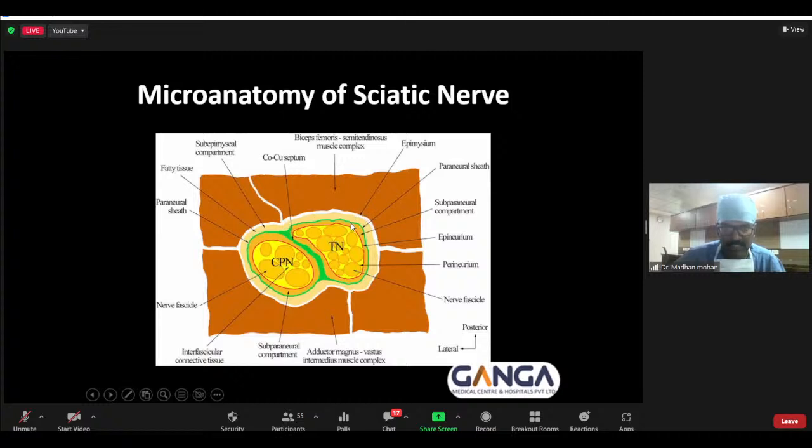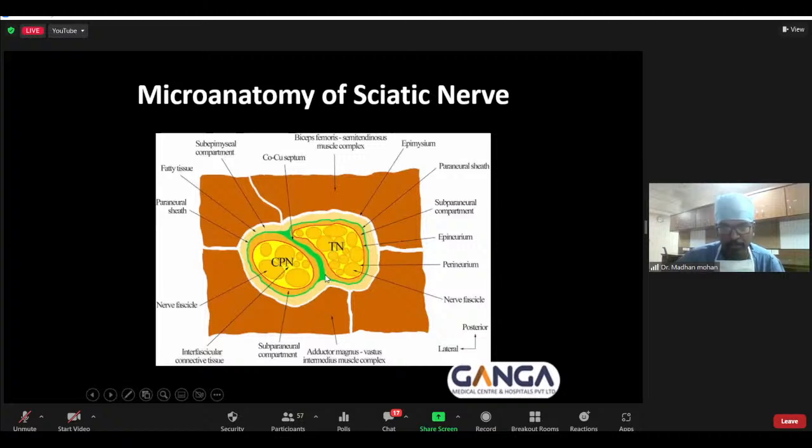So below the epimysium, between the epimysium and the paraneurium, is your subepimysial perineural compartment. And the green line you can see here, under the green line, this yellow, is called the subparaneural compartment. So our area of interest is the subparaneural compartment, that is between the paraneurium and the epineurium of the nerve. Our sweet spot, the destination of local anesthetic, is to be in the subparaneural compartment.